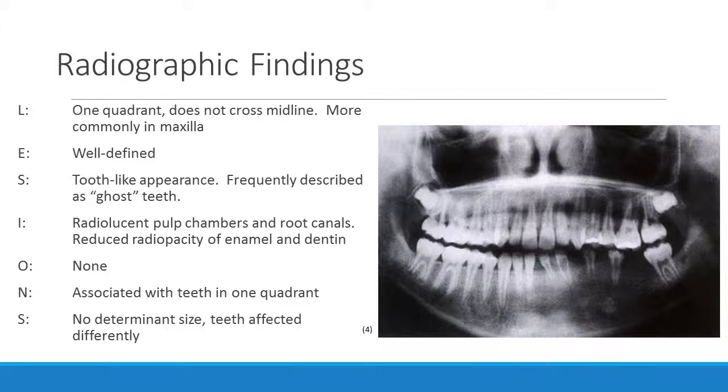Internal structure. Radiolucent pulp chambers and root canals, reduced radiopacity of enamel and dentin. Other, none. However, due to the condition, there may be a higher risk of caries with abscesses and internal/external resorption. Number. Associated with teeth in one quadrant. Size. No determinate size affects teeth of one quadrant differently.